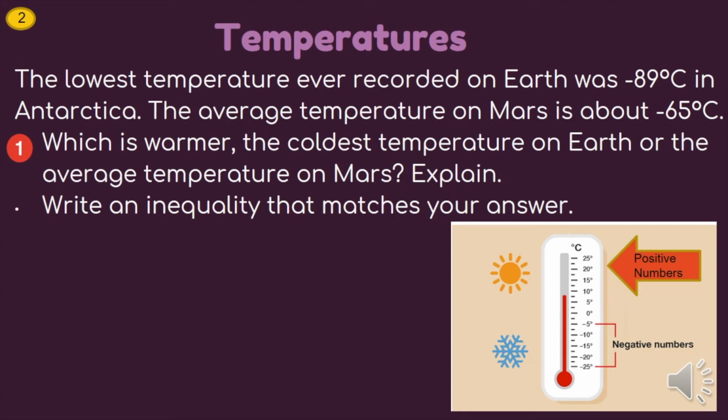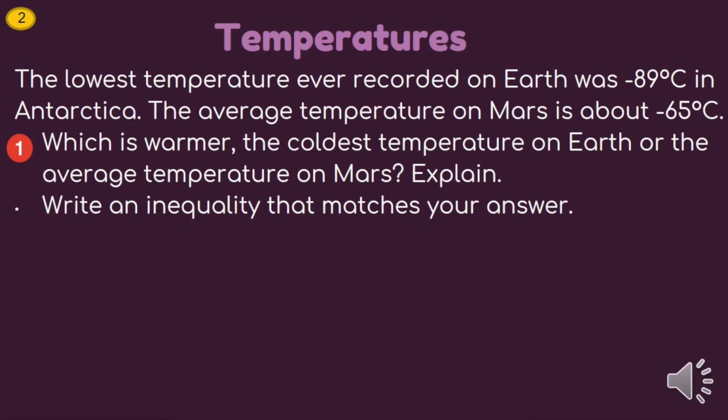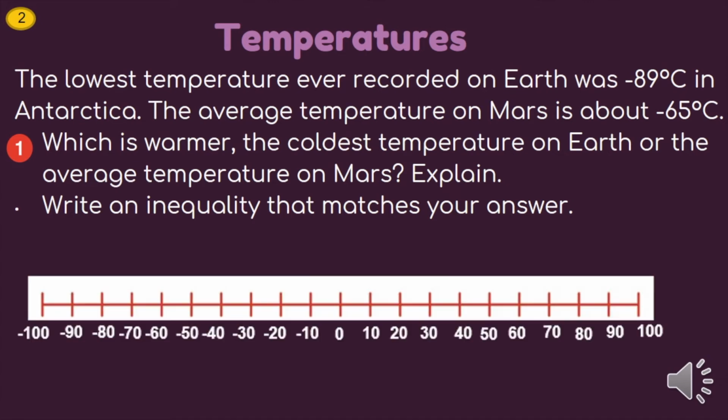Now, of course, we know that when the temperatures are above 0, those represent warmer temperatures because the number is positive. And when the temperature is below 0, those temperatures are colder because the numbers are negative. Okay. So where would we plot -89 and -65 on a number line? Do you know? That's it. -65 is between -60 and -70. And -89 is very close to -90 on the number line.